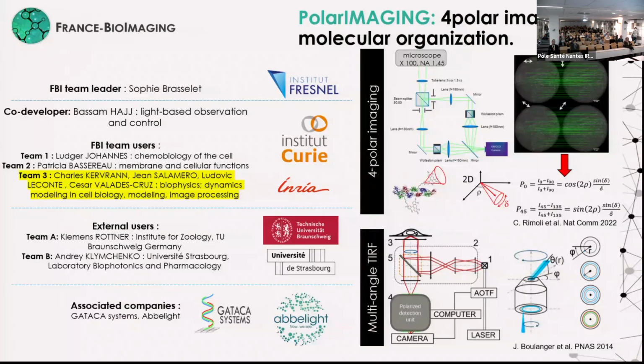So the main goal of this project is to combine one technique that was developed previously by Institut Fresnel that is called PolarIMAGing, with another technique that was developed already many years in the Salamero teams, currently Serpico State team, that is multi-angle TIRF. So the idea is to combine this technique of polarization that allows to have orientation with the 3D information from the multi-angle TIRF.